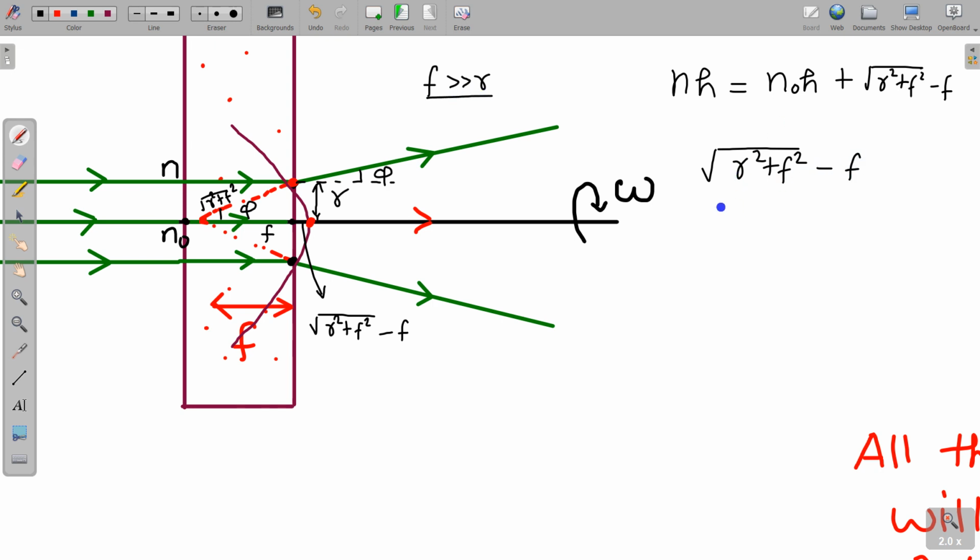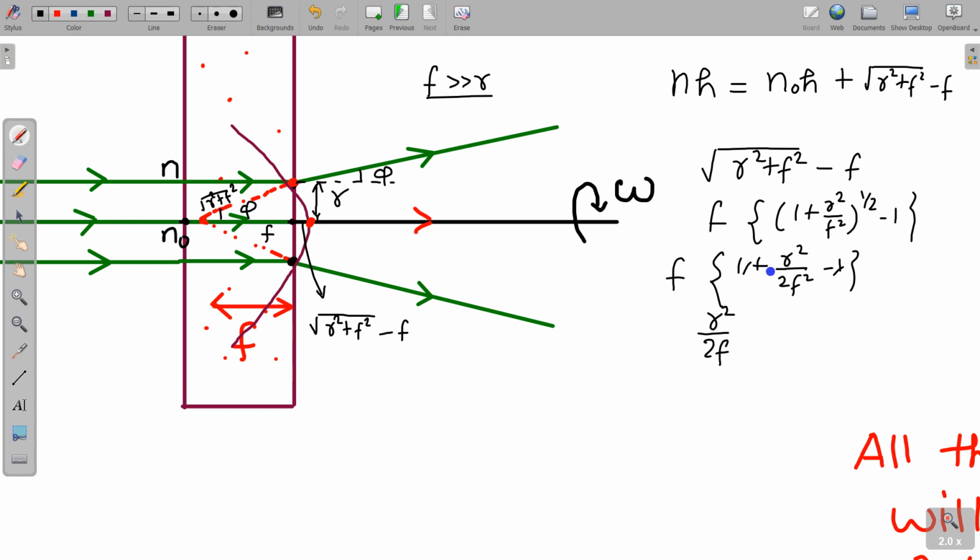तो इसको मैं यहाँ पर अगर f कॉमन ले लूँ इसमें, तो ये हो जाएगा 1 प्लस r स्क्वायर बाई f स्क्वायर एस टू पावर हाफ माइनस 1. This f is now common, and apply binomial and neglect the higher order terms. So r square by 2 f square minus 1, so it is r square by 2f. So this extra term is r square by 2f. So this is nh is equal to n naught into h plus r square by 2f.